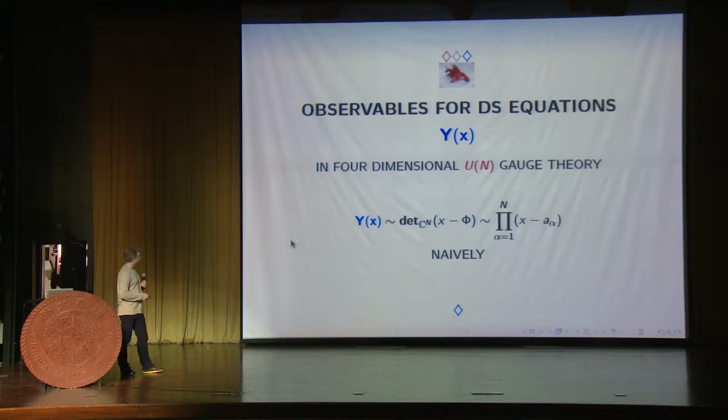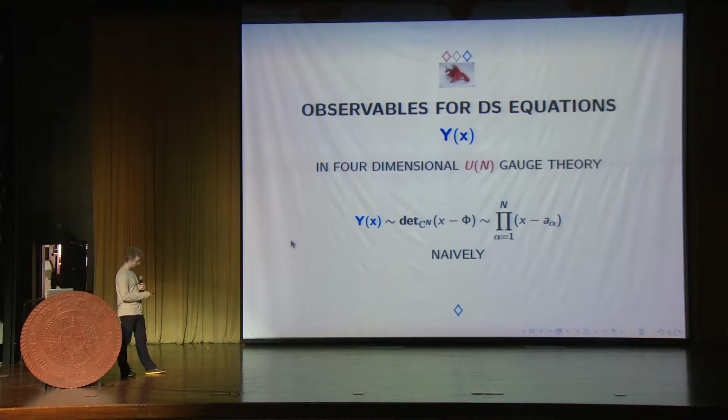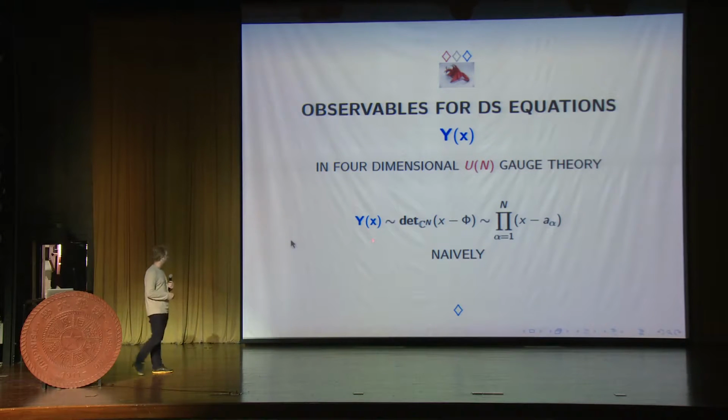So we'll start with the choice of observables for this generalization of Dyson-Schwinger equations. In four-dimensional N equals 2 gauge theory, there is a scalar phi in the vector multiplet. It's a complex field in the adjoint representation. And the naive observable, which is analogous to the resolvent in the matrix model case, would be the characteristic polynomial: the product of x minus the eigenvalues of this matrix phi, where x is again an auxiliary variable. So this is a naive definition.